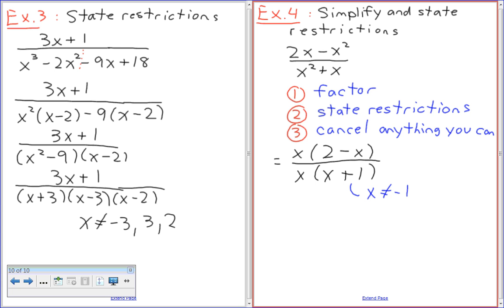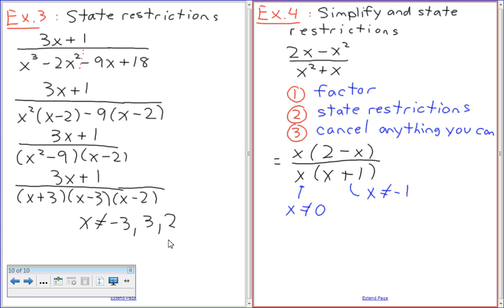From right there. What's the other one going to be? What's this one going to be? What's going to cause the problem with this one? No, 2 is going to be fine. 0. x cannot be 0.